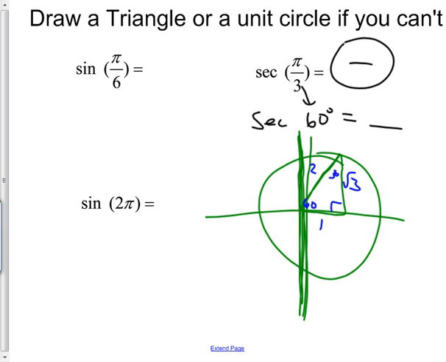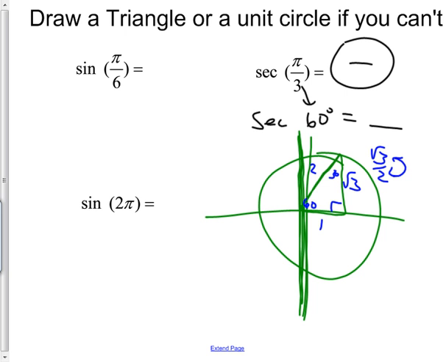And then I can go secant of that. Well, normally, I don't like secant. I'd really rather do cosine. Cosine of 60 would have been adjacent over hypotenuse. It would be root 3 over 2. But then I got to flip it. So my final answer is?